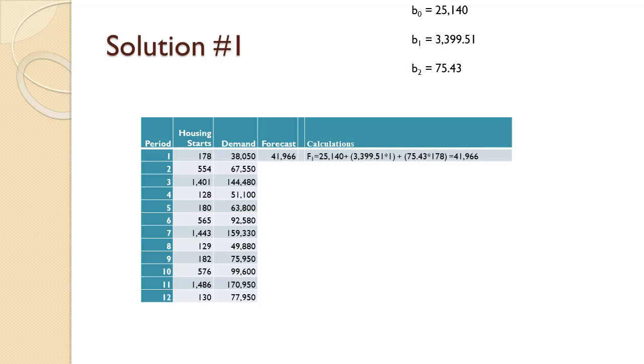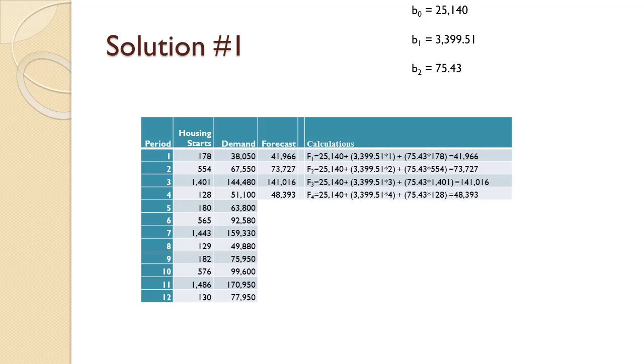F1 equals 25,140 plus 3,399.51 times 1 plus 75.43 times 178 equals 41,966. F2 equals 25,140 plus 3,399.51 times 2 plus 75.43 times 554 equals 73,727. F3 equals 25,140 plus 3,399.51 times 3 plus 75.43 times 1,401 equals 141,000.16.